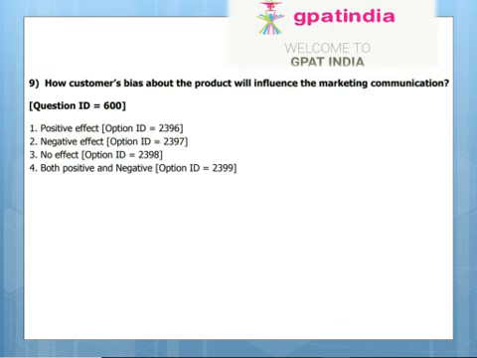Now question 9. Question 9 is how customers' bias about the product will influence the marketing communication. If you think the consumer is biased, I think the consumer may be biased in both ways. They can like our product or they can like our competitor's product. So the answer should be both positive and negative.